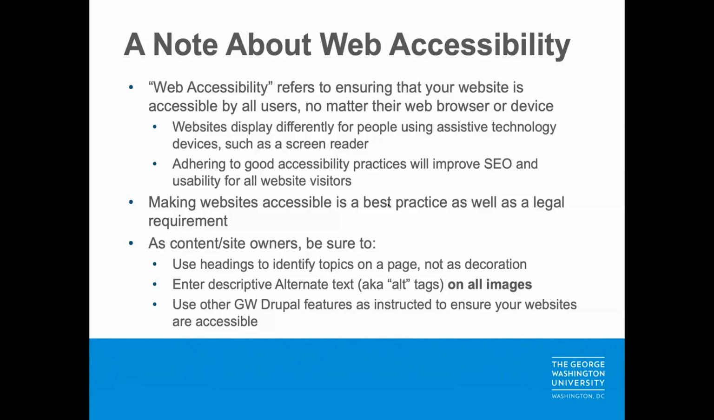It's a best practice. It's the ethical thing to do, but it's also a legal requirement for the university to make sure that our website content is accessible for all of our users. So what this means for you as site owners is using the different elements in Drupal appropriately. So when you're putting text into your body editor and you're assigning your subheads, use those subheads to identify the topics on your page. Do not use them as decorations. We see a lot where content owners want to make something visually prominent, so they'll make a whole paragraph a subhead 3 or a subhead 2, because those styles on the subheads are bigger than the body text.